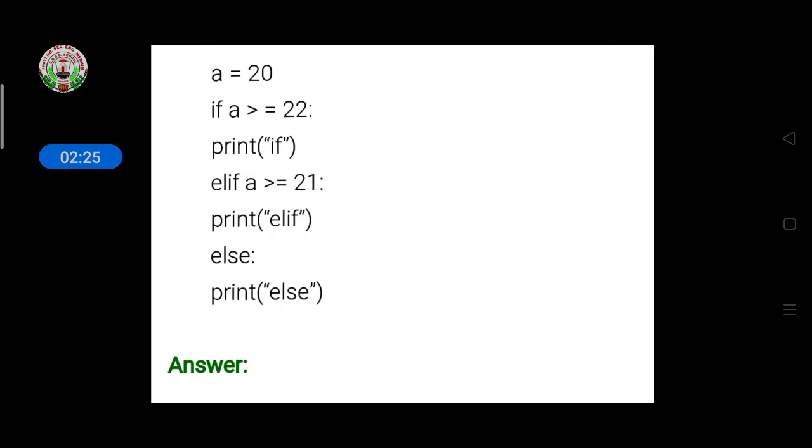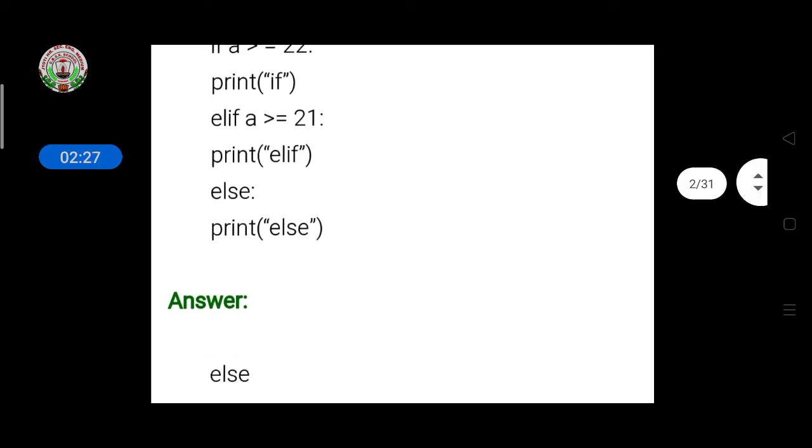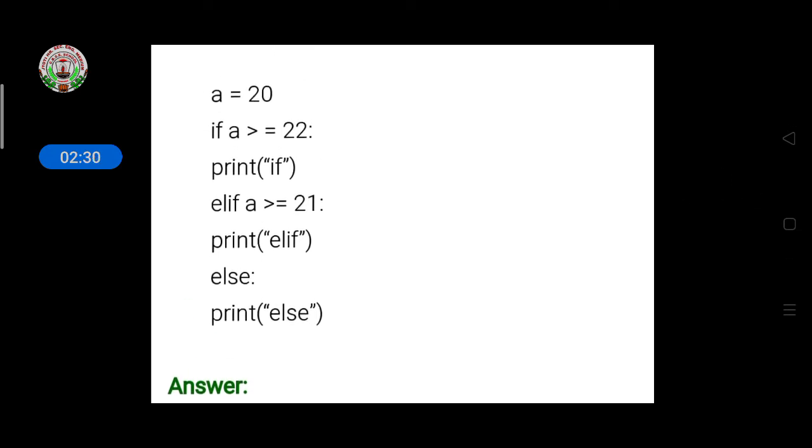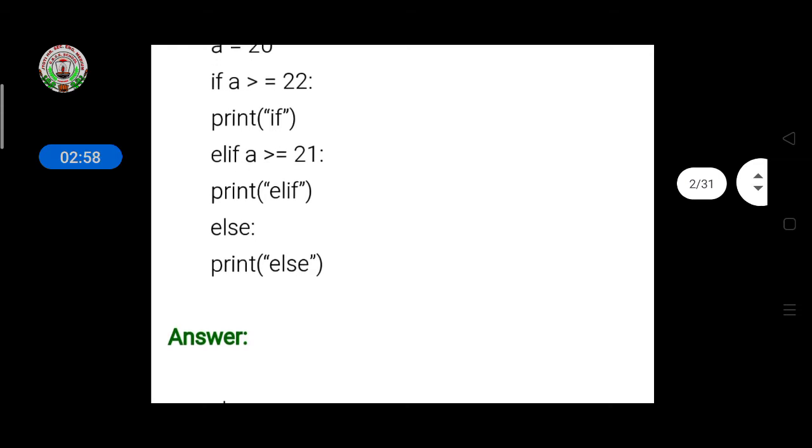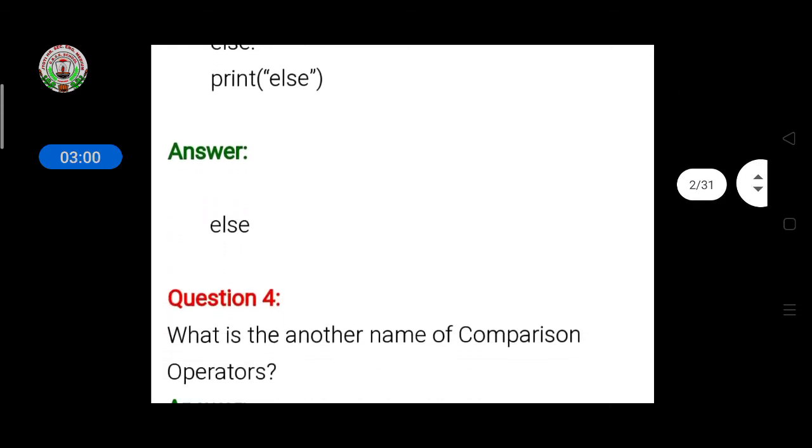Here a equal to 20 is mentioned above, but here the condition is there. If a is greater than or equal to 22, then you have to print if. And if a is greater than or equal to 21, then you have to print elif. Both the conditions are not true. At the last, else print. If both the conditions are not true, then at the last print else. So the conditions are not true because a equal to 20 is mentioned above. So the answer should be else.